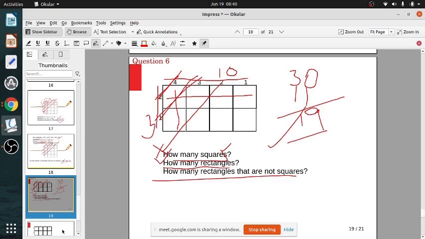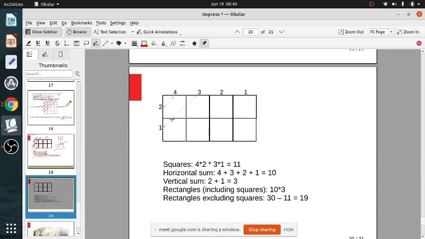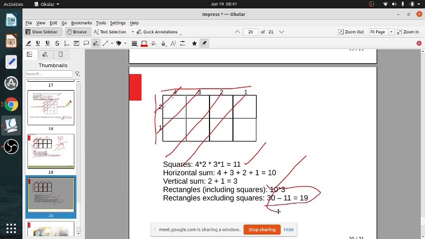Okay. Now, this is how we do the shortcut. First for squares we are doing this one and this one. For this one we don't have any numbers to multiply, so leave that. For this one also we don't have any number to multiply. So 4 into 2, 3 into 1, 11. Then horizontal total is 10, vertical total is 3, so in total you have 30. So the number of rectangles excluding squares, not including squares, will be subtracted. Got it?